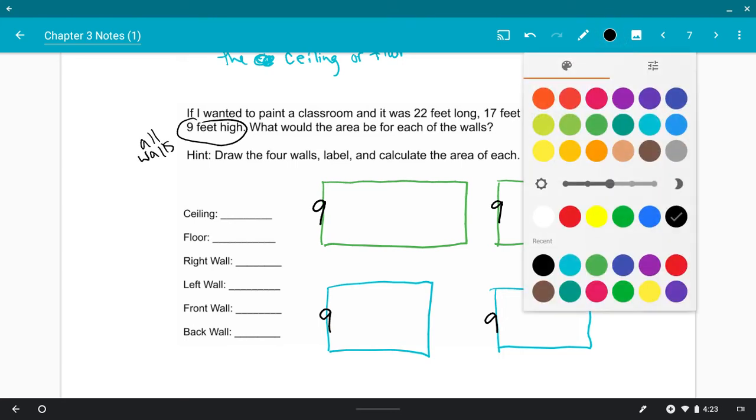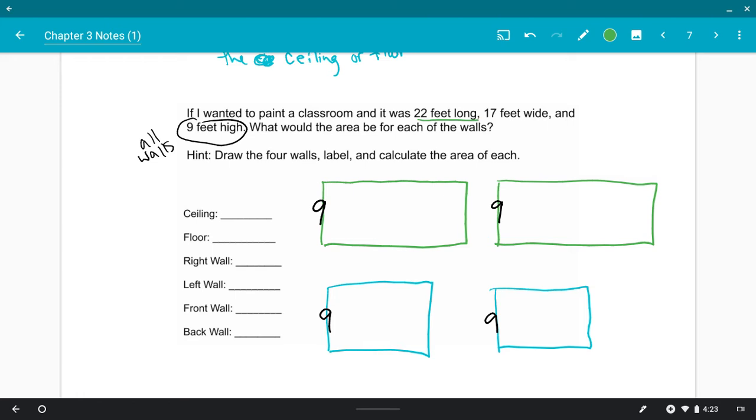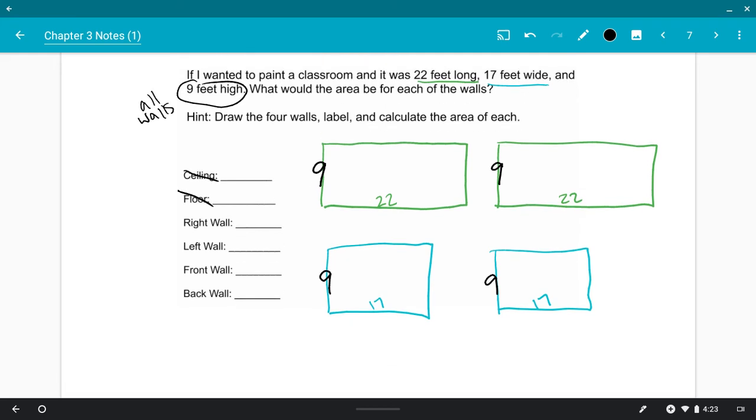So with this one, the height is on all walls. And then we just choose 2 walls to be 22 feet long because 2 of them will match. So 22 and 22. And then the other one is going to be 17. So 17, 17. This one, it doesn't want us to paint the floor or the ceiling. It doesn't say anything about the floor or the ceiling. It just says the walls. So that means we can cross this off and cross this off. What we need to do is find the area of each of the walls.